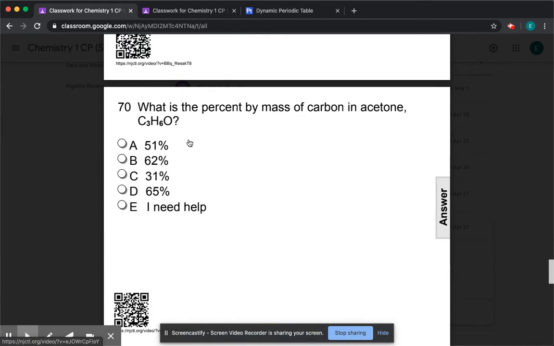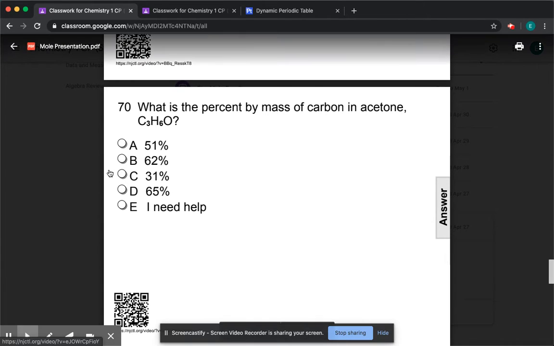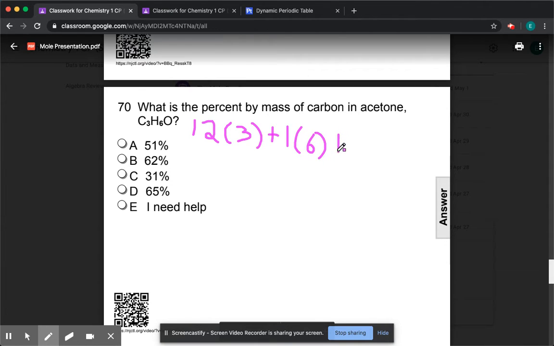What is the percentage by mass of carbon in acetone? Okay, this time we have 3 elements: carbon, hydrogen, and oxygen. First thing, let's figure out the total. Carbon is 12, and we have 3 of them. Hydrogen gives you 1, but we have 6 of them. And oxygen again gives you 16, and we only have 1 of them. So this ends up being 36 plus 6, which is 42, and then 42 plus 16 gives you 58. So our total is 58.